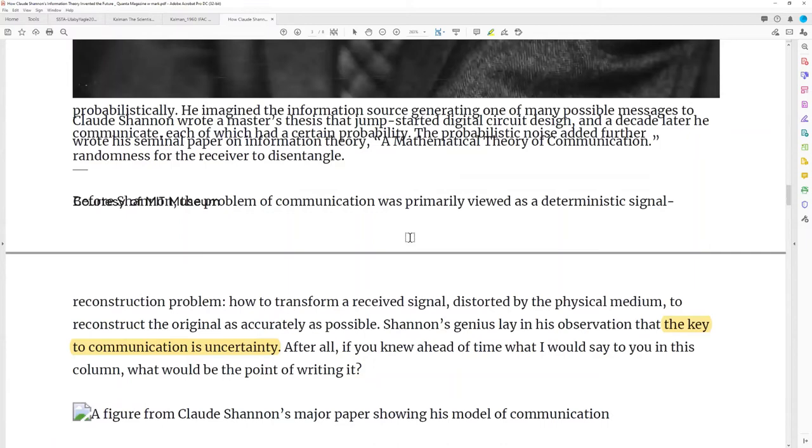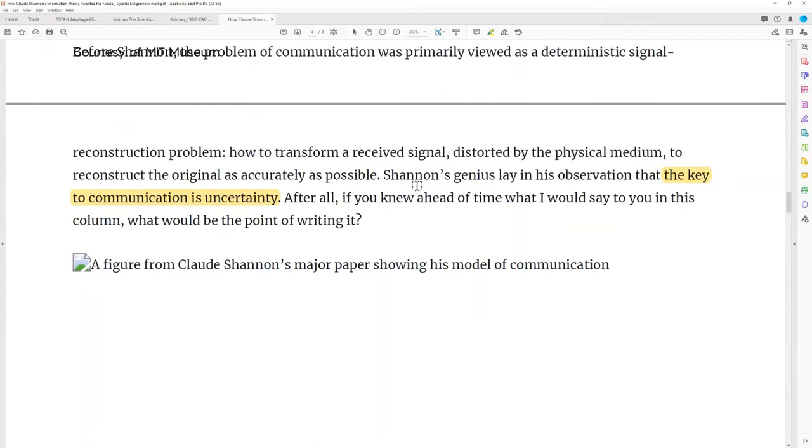So talking about the basic laws, first you have to recognize the basic problem. And that's a signature of any great scholar: grasp the essence of the problem. And to him, the essence of the problem in communication is uncertainty. Coincidentally, the essence of control engineering is also uncertainty.